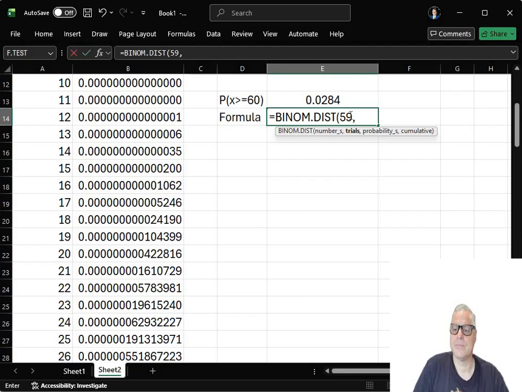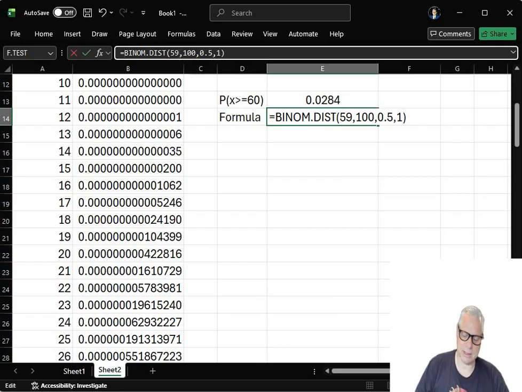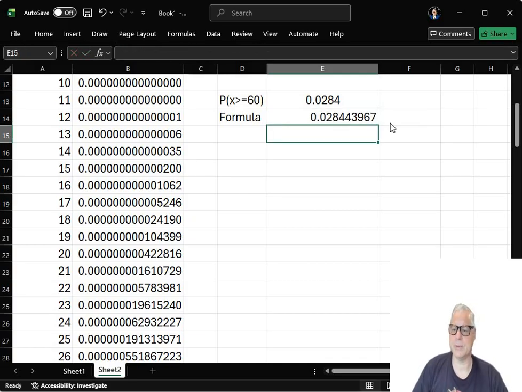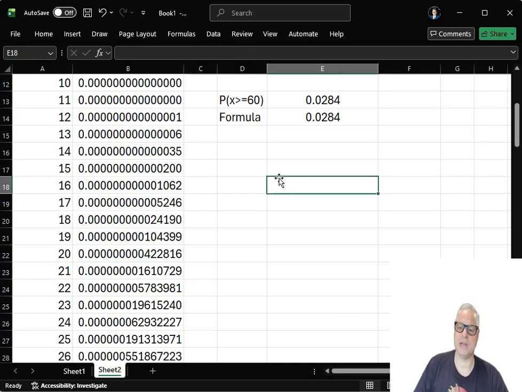So we have here 59, the number of trials is 100, success probability is 0.5, and now I want it to be cumulatively. But this formula gives me the probability that when you flip the coin 100 times you get no head, one head, two heads, all the way up to 59 heads. But because I want to know the probability that I get 60 or more, I need to subtract this from 1. And now we should get also the same value. And of course that would be the correct way of doing it.